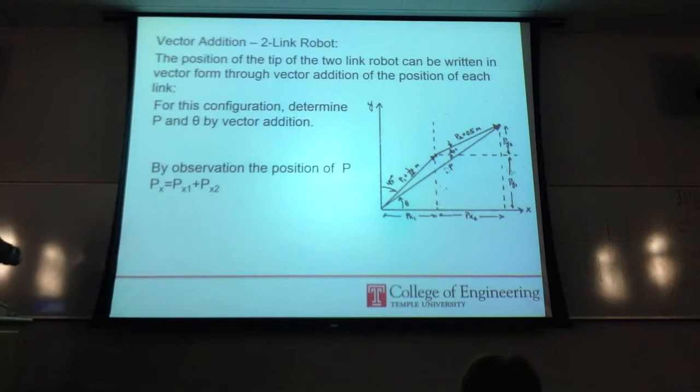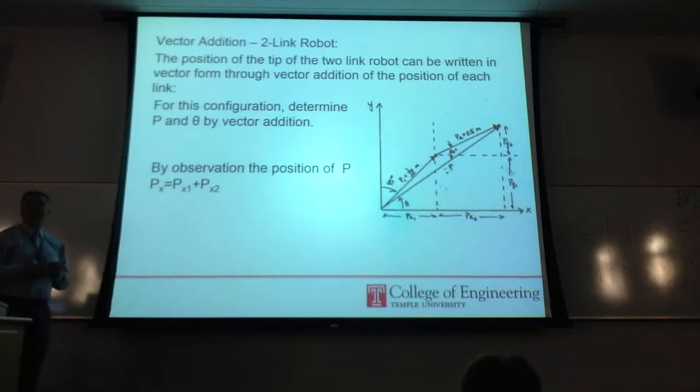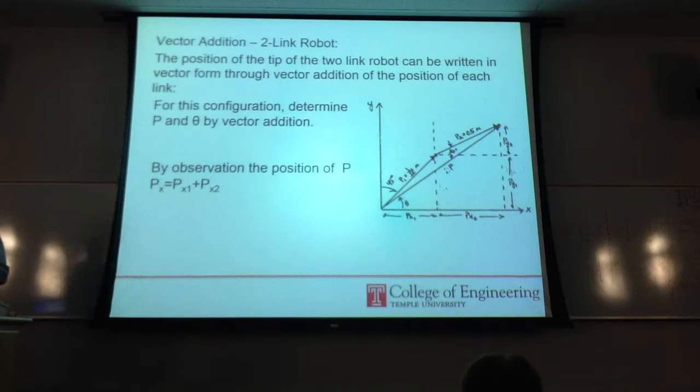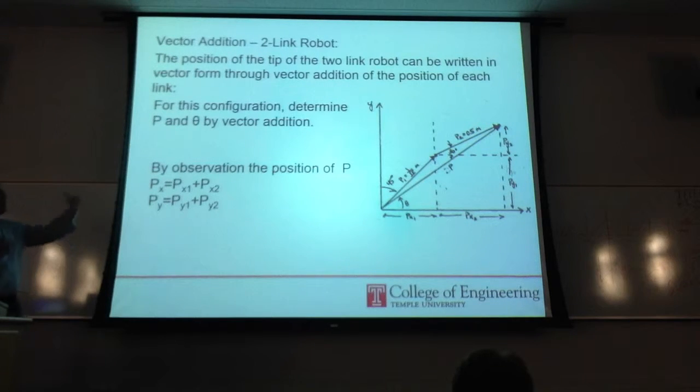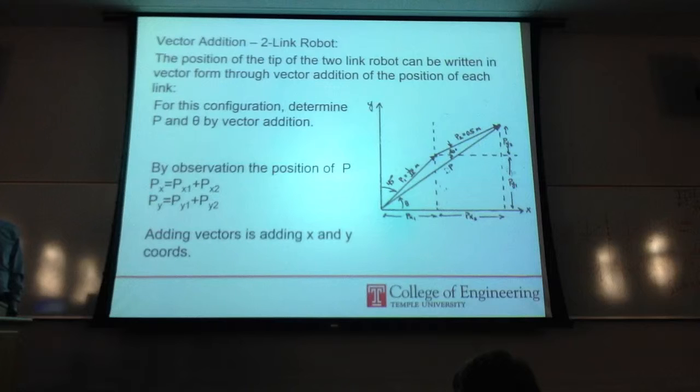Can we do the same thing for the y coordinate? And the y coordinates would be what? Right, exactly. So when we are looking at these two, which are two vectors, that will tell us the addition of two vectors simply is the addition of x and y coordinates.